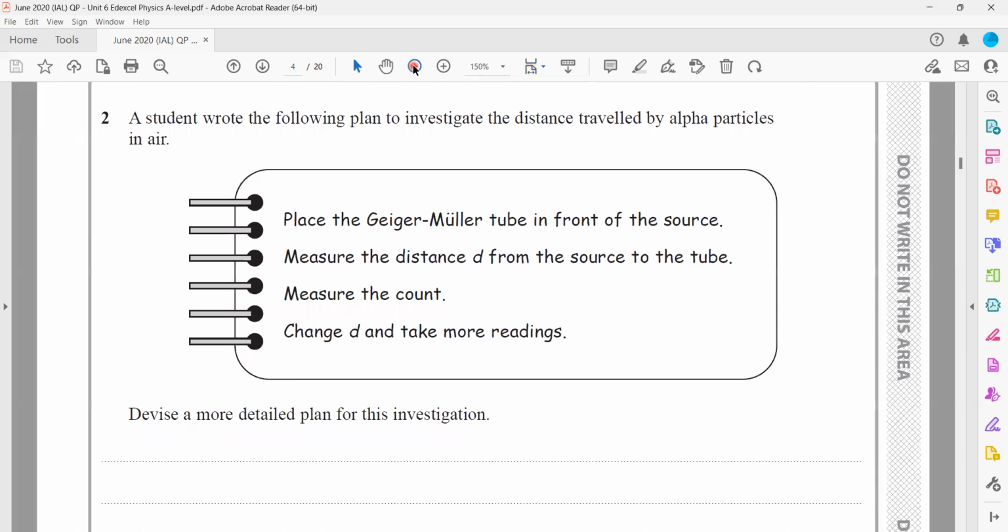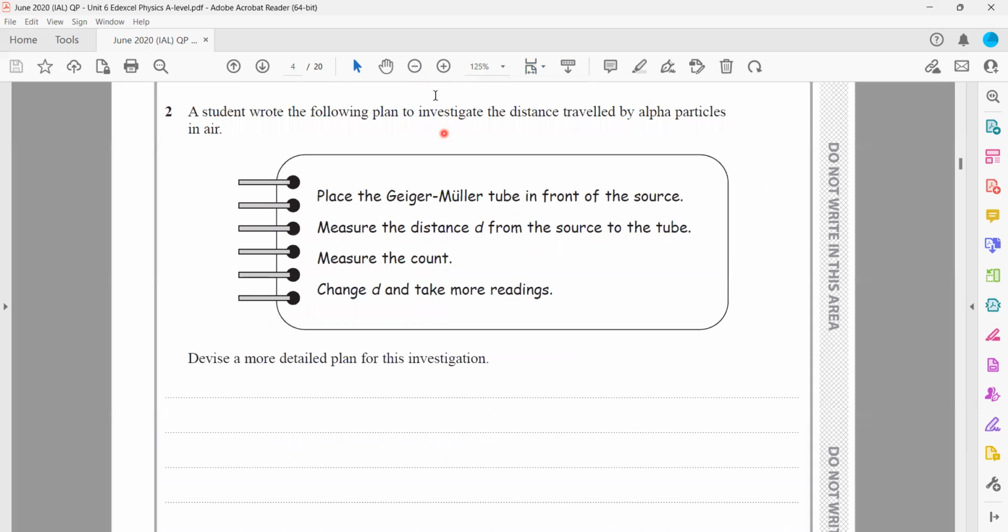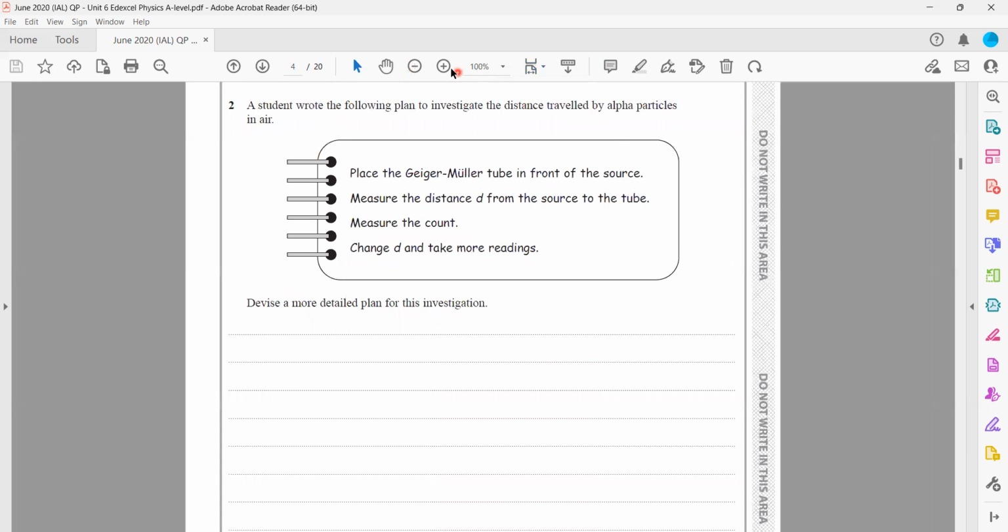So in certain experiments, you will find this experiment is common, in which you have to plan finding the range of alpha particles. I have shared that file with you, all the experiments are written, so you can go through there. But how can we improve this experiment? Whenever an experiment is related to radioactivity, our first point is to always check for background radiation. So the point which is missing here, the first point we should mention, is to check for the background radiation. That is radiation other than the source, which we call background radiation.